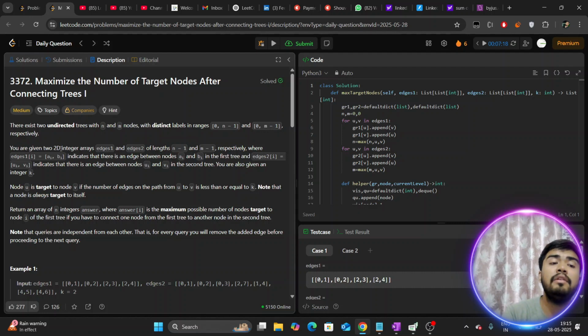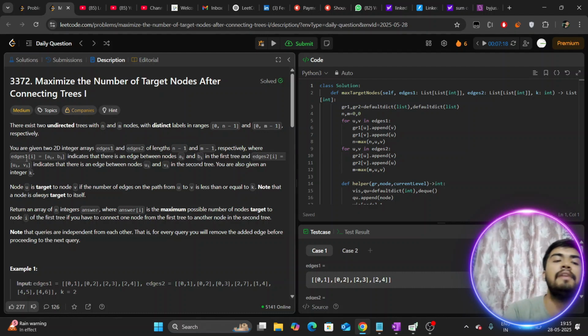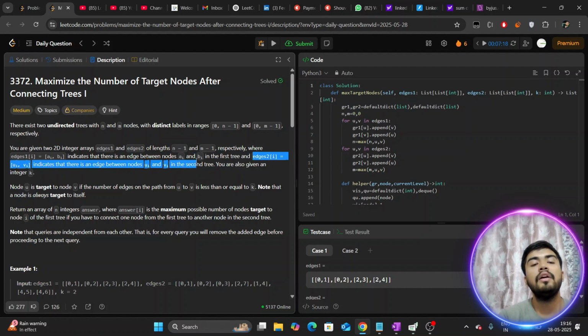And you are given two 2D integer arrays, edges1 and edges2, of length n minus 1 and m minus 1 respectively, where edges1[i] is [ai, bi], indicating that there is an edge between node ai and bi in the first tree, and edges2 similarly, so you can read it on your own. They are basically giving you the edges of both trees. For the first tree they have given edges1, and for the second tree they have given edges2, the list, so we are all familiar.